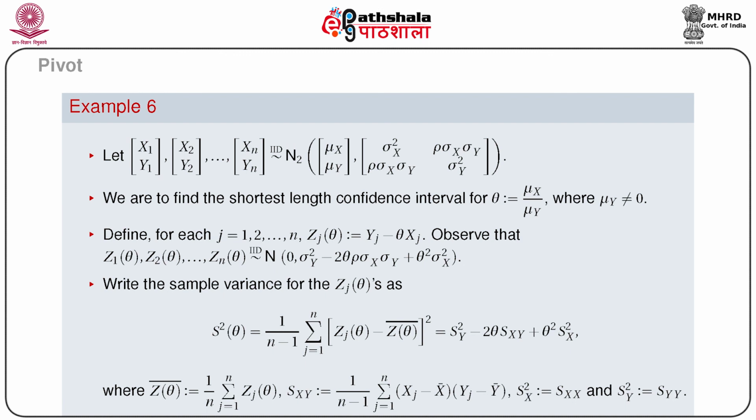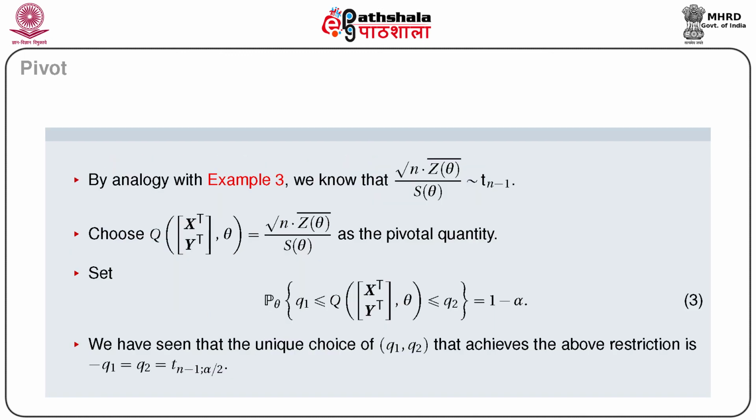The sample variance of zi is given by s²(theta) = 1/(n−1) summation over i from 1 to n of (zi − z bar)², which is equal to s2² − 2 theta s12 + theta² s1², where s1² and s2² denote the sample variances, and s12 denotes the sample covariance between xi and yi. Thus root n z bar divided by s follows t with n−1 degrees of freedom, and it can be used as a pivotal quantity for setting a confidence interval for theta.